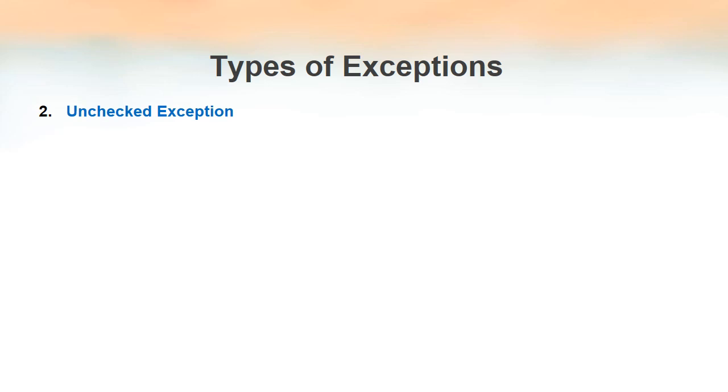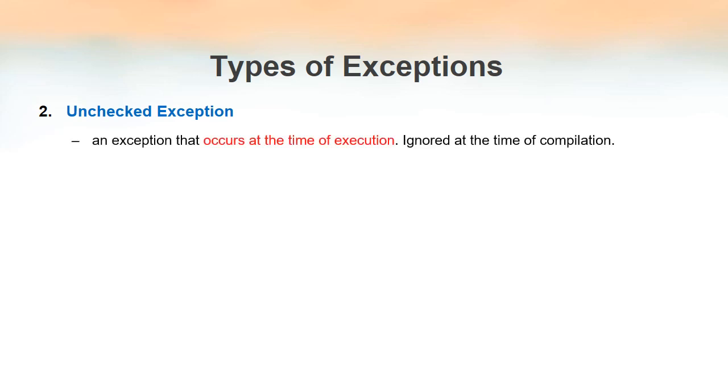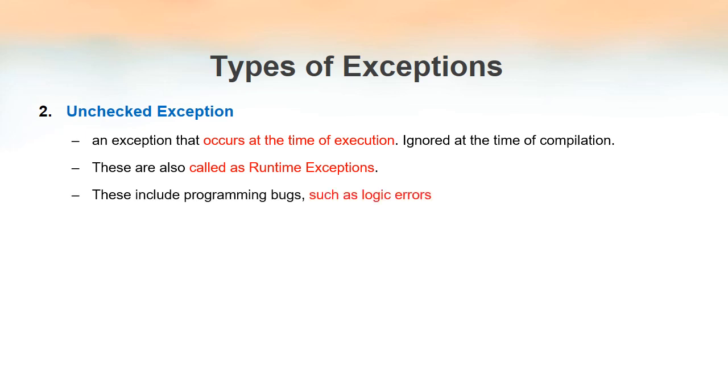The second category of exceptions that we have discussed is known as unchecked exceptions. We have seen what a checked exception is. So unchecked, from the name itself, is just the opposite of checked exceptions. These are the errors that occur at the running time of a program. These kinds of errors will be ignored by the compiler at compilation time. Since these errors occur at the running time of the program, they are also known as runtime exceptions.